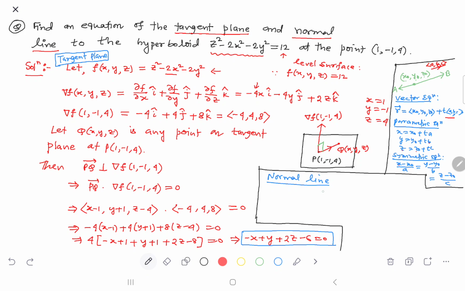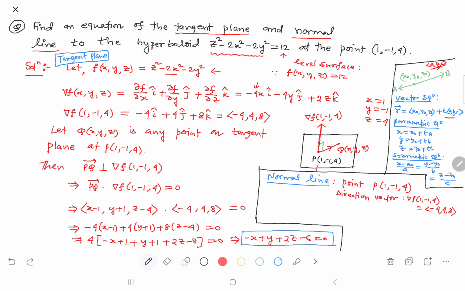Now in this case, for the normal line, what is the point? The point is P, having coordinates (1, -1, 4). And the direction vector is what? That is the gradient vector, right? So the gradient of f at the point (1, -1, 4) is nothing but the vector having components (-4, 4, 8).